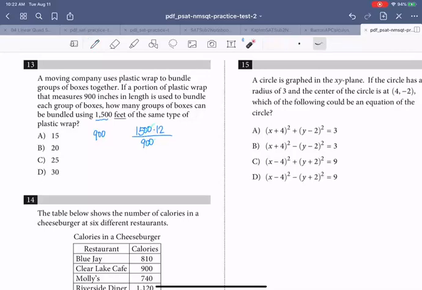We can use simplifying. Okay, we can simplify. This divided by 3 is 3. This divided by 3 is 4. This guy divided by 3 is 5. This is 1. It should be 20.